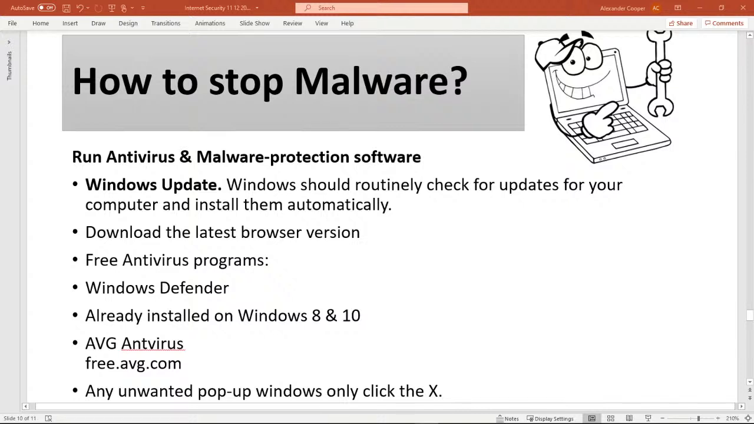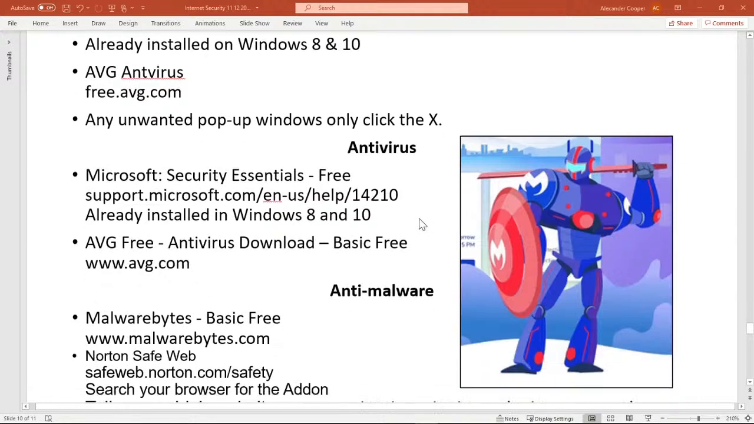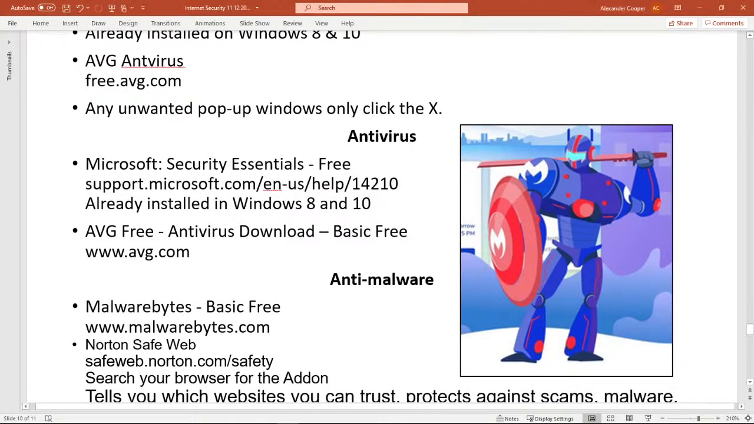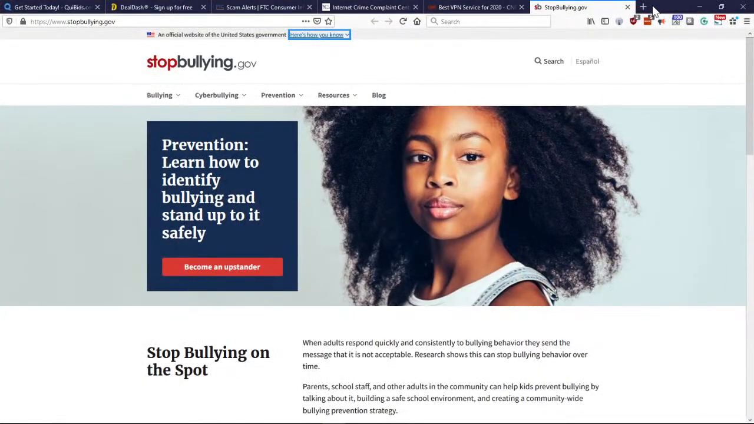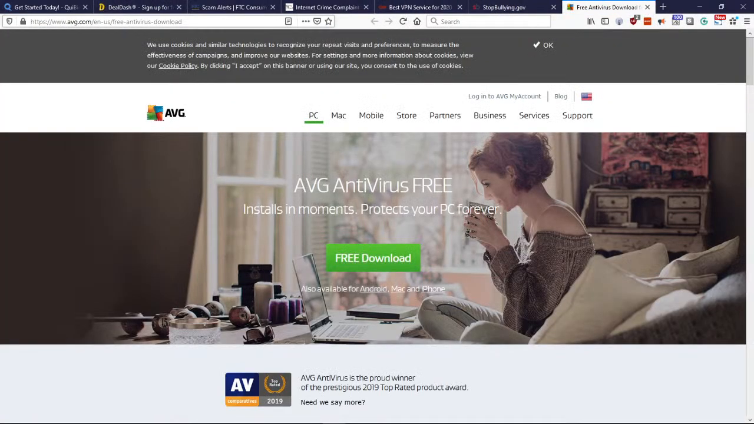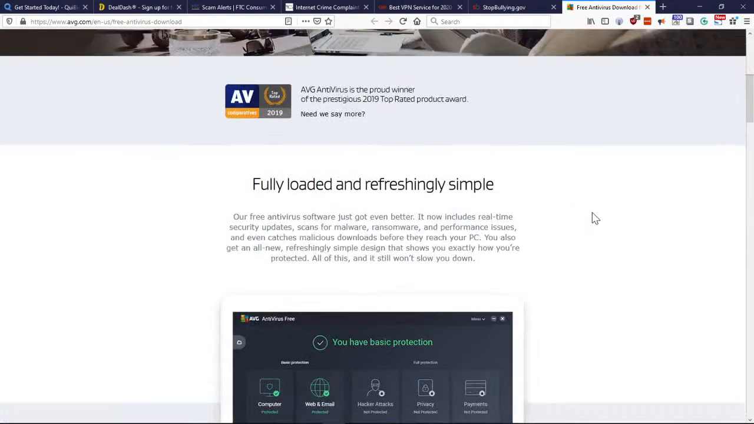Okay, so another thing is that free antivirus programs are out there. Windows does actually come with its own virus program, so you could use that, Windows Defender. It's already installed on Windows 8 and Windows 10. Okay. Other ones are like free AVG software. Kind of another recommendation. Download that, and it's free to install for personal use, not for business.